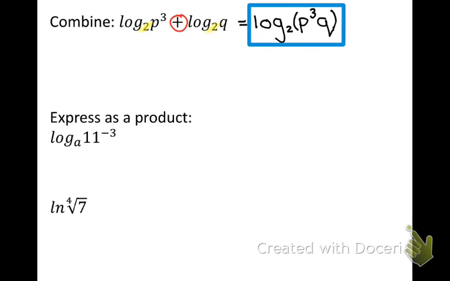Boom. All right, now the next one they want us to express as a product. So now they're essentially asking us to bring that exponent down front. So log base a of 11 to the negative 3 is going to be the same as negative 3 times the log base a of 11.